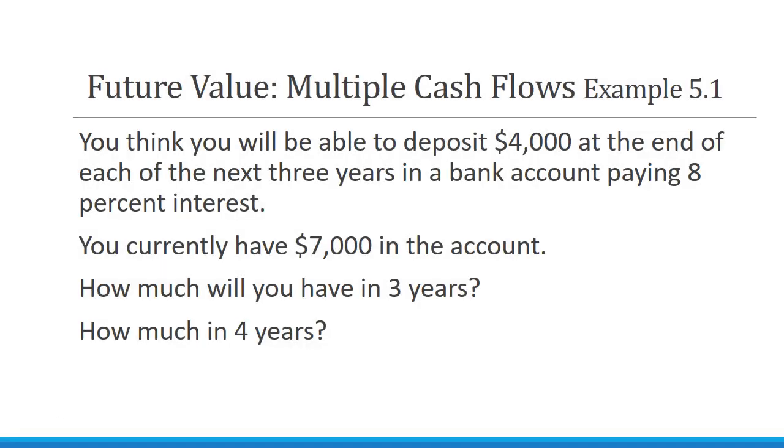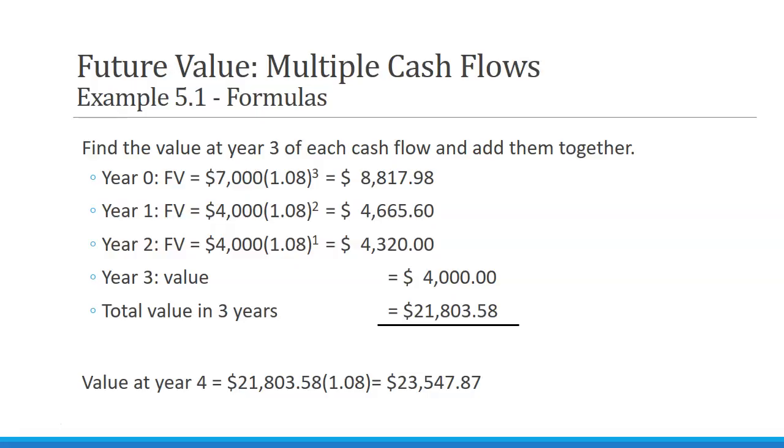If we're looking at the future value of multiple cash flows, in this example, we are able to deposit $4,000 at the end of each of the next 3 years in a bank account that pays 8% interest. Today we have $7,000 in the account. So how much will we have in 3 years and how much will we have in 4 years? So we need to look at each one of the amounts.